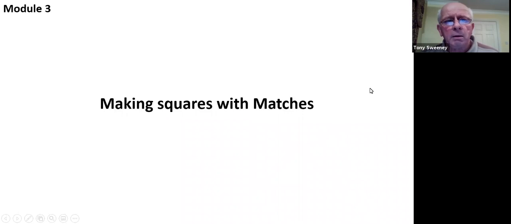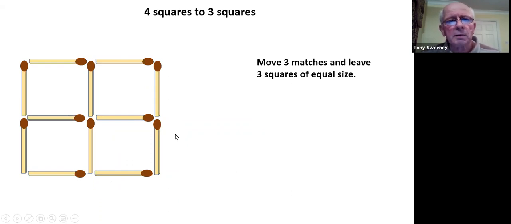So module 3, making squares with matches. And this little problem is you have 4 squares here, but you have to reduce that down to 3 squares. You move 3 matches and leave 3 squares of equal size, right? So let's see how this goes. The solution.